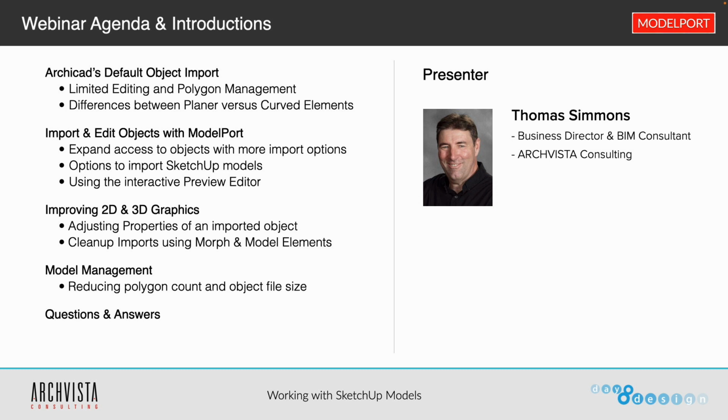We're going to go through a couple different topics today. We're going to start with a review and overview of ArchiCAD's default object import process. We're then going to step into talking about how you import and edit objects with ModelPort. We'll then review how to improve 2D and 3D graphics. And finally, we'll conclude with a discussion about how to manage these models when you've brought them in, in terms of file size and polygon count. At the end of the presentation, we will take questions and answers.